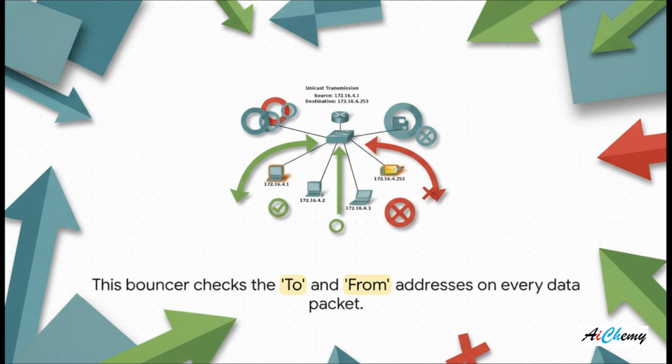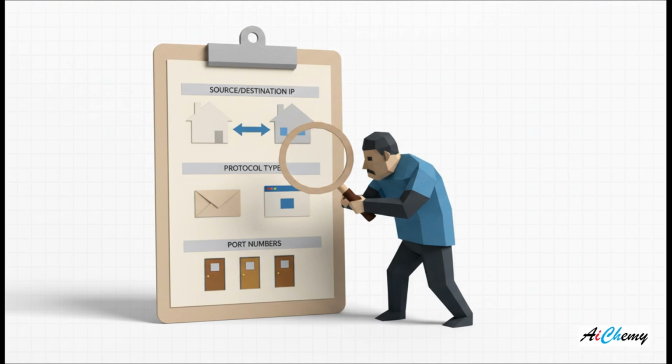Simple as that. Now, to get a little more specific, this guest list has a few key details it's looking for. First, you have the source and destination IP addresses. That's basically the digital from and to on an envelope. Then it checks the protocol type, like is this regular web traffic or something else. And finally, it looks at port numbers, which are kind of like specific doorways into a building, for different services.